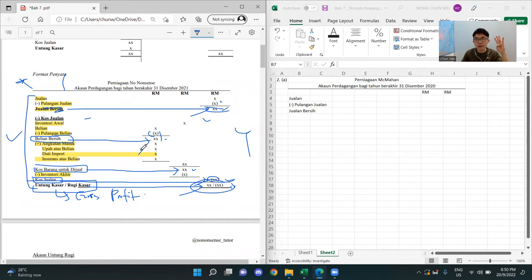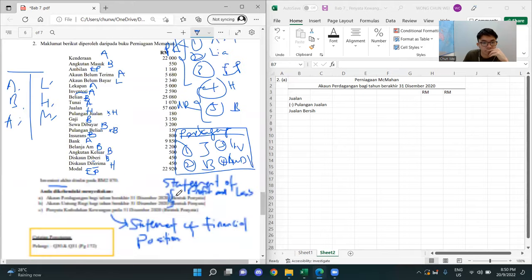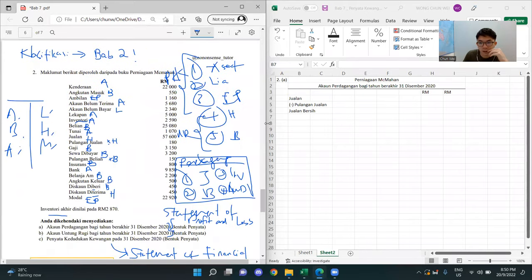So, main thing, the 4 things. Jualan, belian, inventory, and ABD. Can you understand or not? If yes, give me a Y in the chat box. Okay, so very simple. So here, let's check.